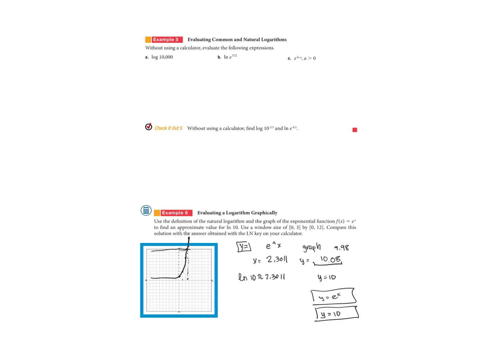When I take the natural log of 10 on my calculator, I get 2.3025. So pretty close to what our graph is giving us. So that is how we could evaluate a logarithm graphically. I could also graph the natural log on any of these digital devices as well.